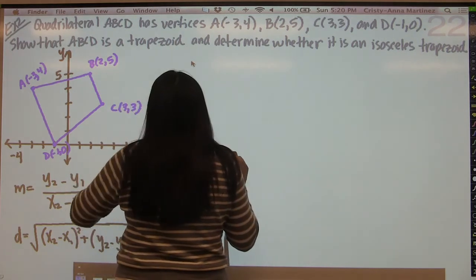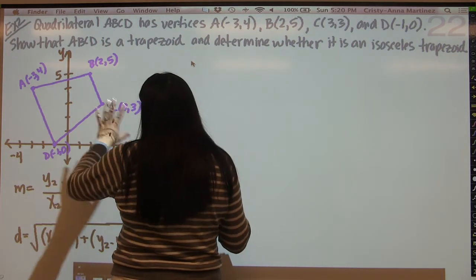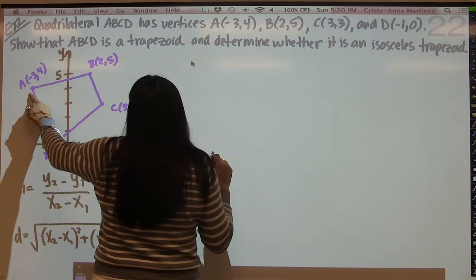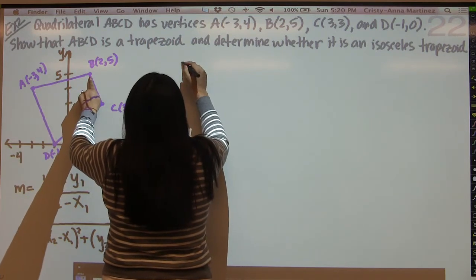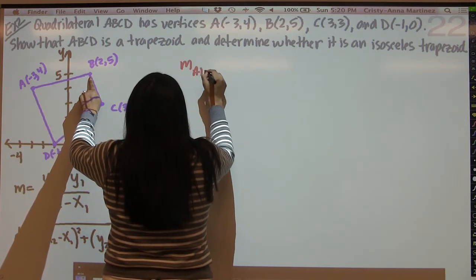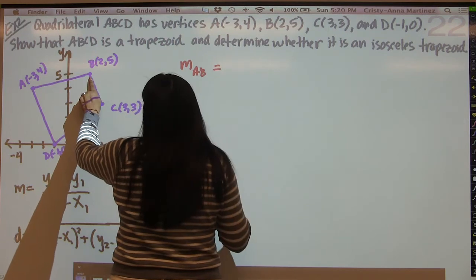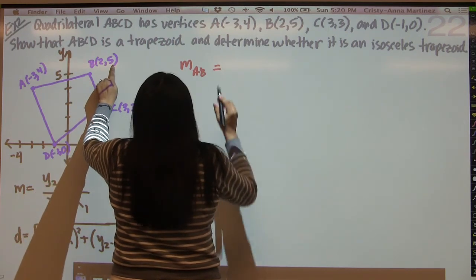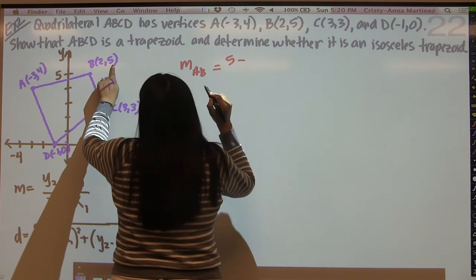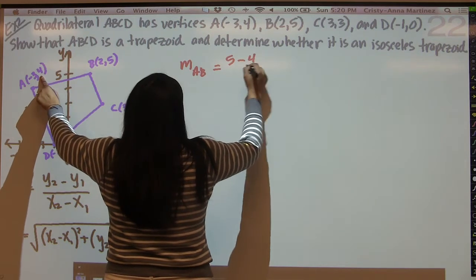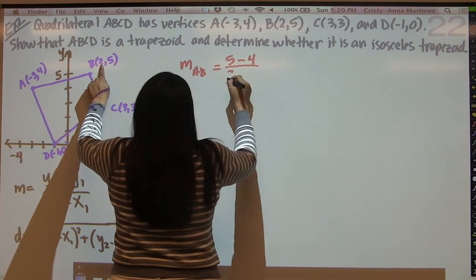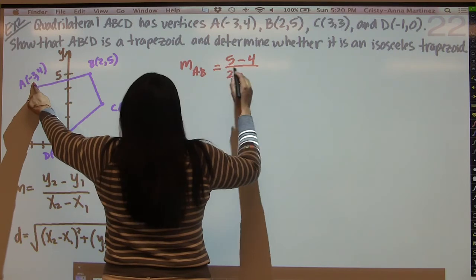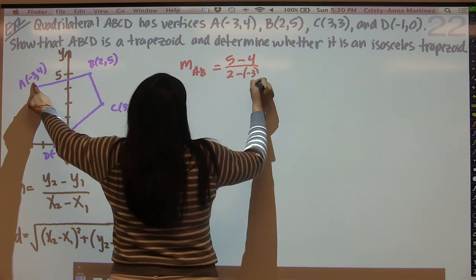So the first thing I want to do is do opposite sides, so I can see from the diagram that that's going to be A and B. I need the slope of AB. So the slope of AB is going to be, again, y2, so I'm going to say 5 minus y1, which is 4, over x2, which is 2, minus x1, which is -3.